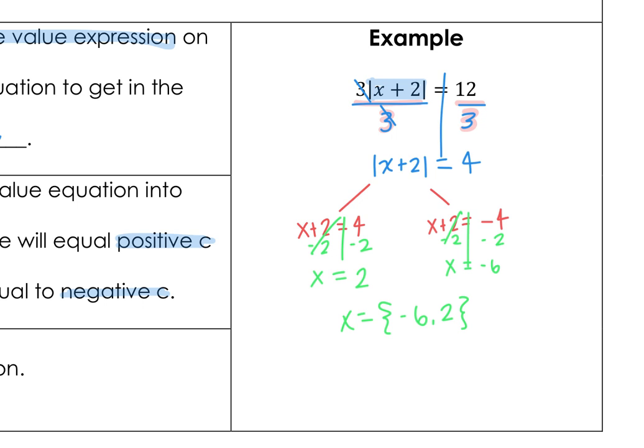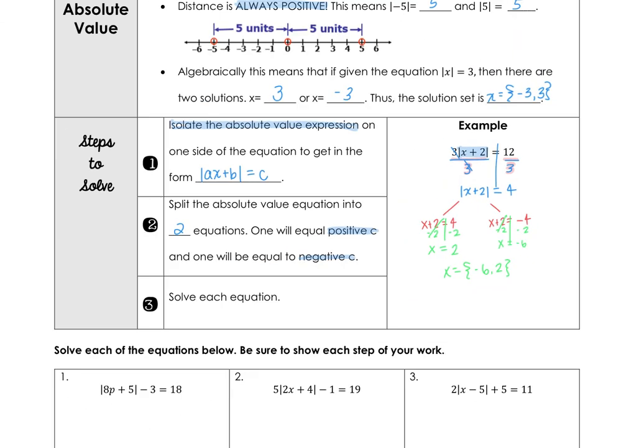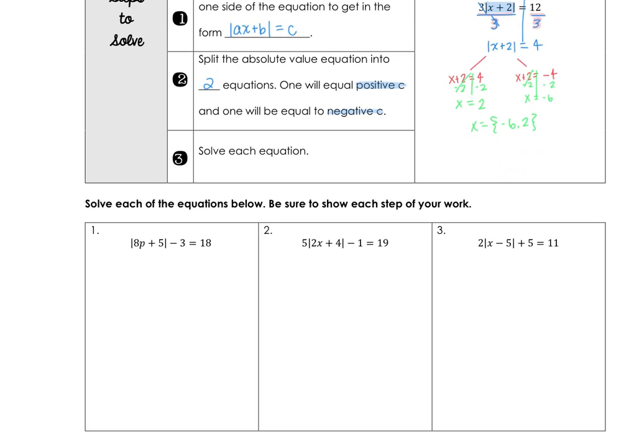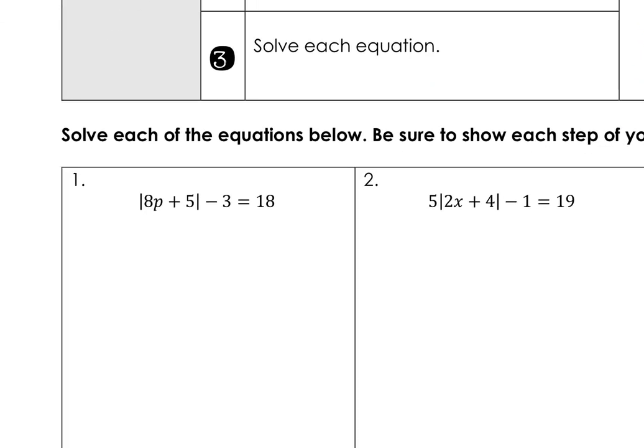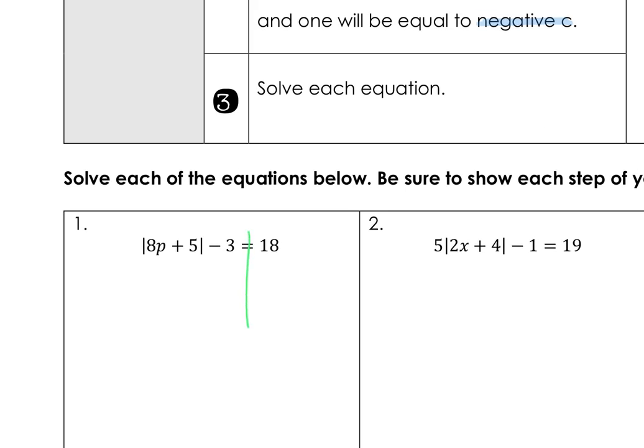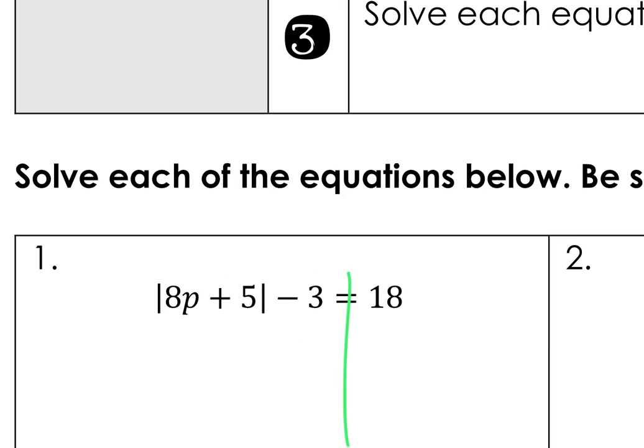All right, so let's try 2 more with me, and then I'll have you and your partner try number 3. So here we go. Number 1, the absolute value of 8p plus 5 minus 3 is equal to 18. So once again, step number 1 is that this part needs to be by itself. What's over here on the left-hand side with the absolute value of 8p plus 5? A minus 3.